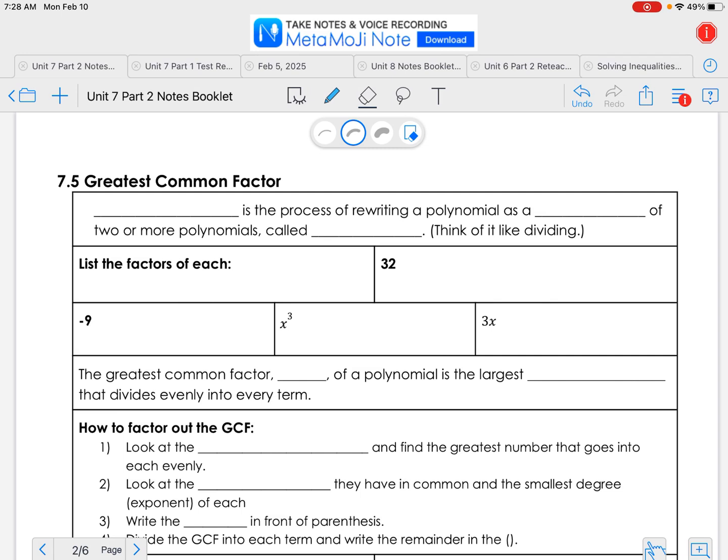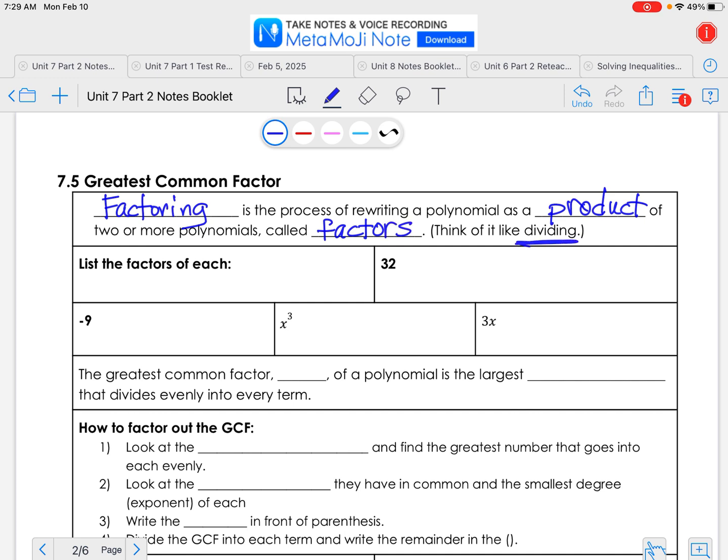We have multiplied polynomials in the first part of this unit, and now we're going to go backwards. It's like dividing. It's called factoring. So let's look at what factoring is. Factoring is the process of rewriting a polynomial as a product. Product is the situation when you're multiplying two or more polynomials. And those polynomials that you rewrite it as products of are called factors.